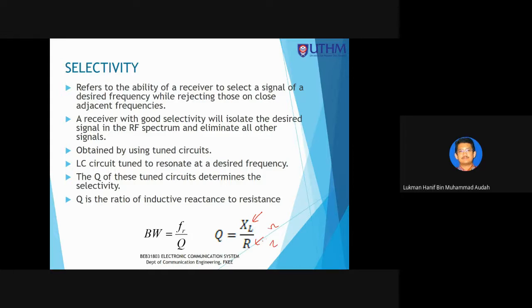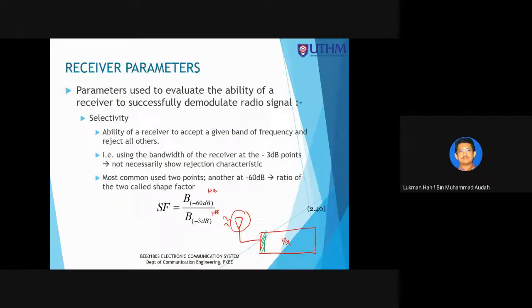Dan apabila kita nak mengukur bandwidth of the tune circuit, berapakah bandwidth yang mampu dihasilkan oleh tune circuit? So tune circuit produce a certain amount of bandwidth. We can calculate the bandwidth equal to resonant frequency FR dibahagikan dengan quality factor yang tadi. Okay, so we get this value in term of hertz. Tadi kita lihat dia punya shape factor.